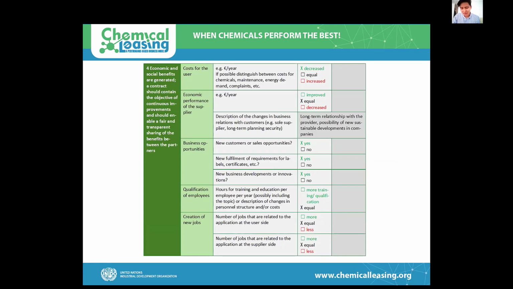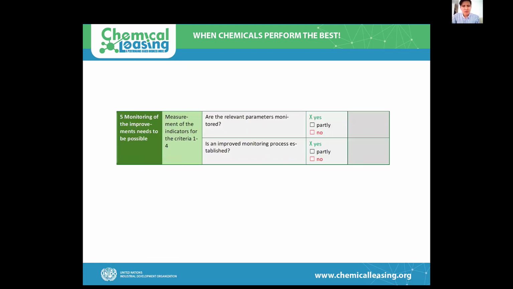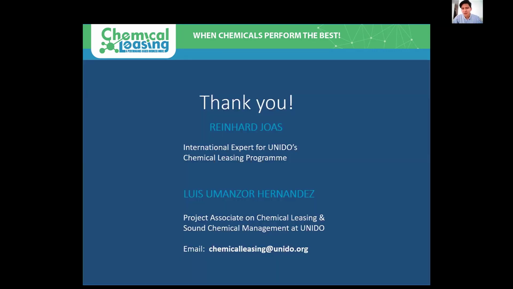And then in the next slide, we will talk about the monitoring and improvements. This is, as Reinhard mentioned, to make sure that you have the proper indicators and also establish the process to monitor the implementation of chemical leasing. So these are the 5 points of the sustainability criteria.